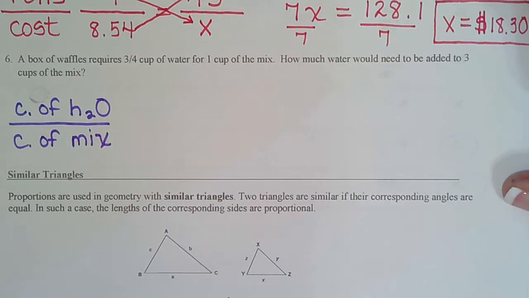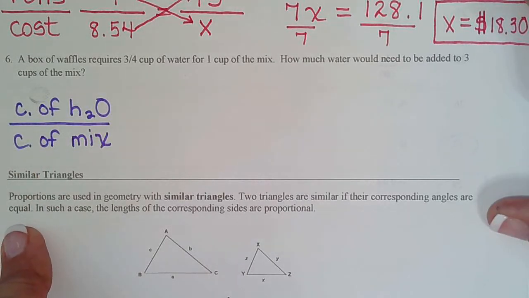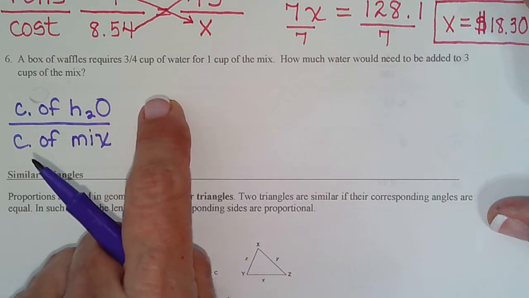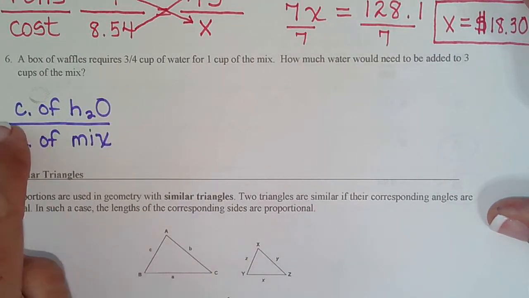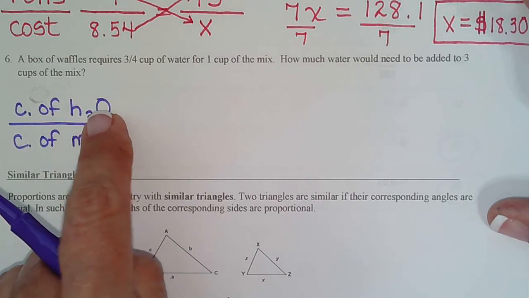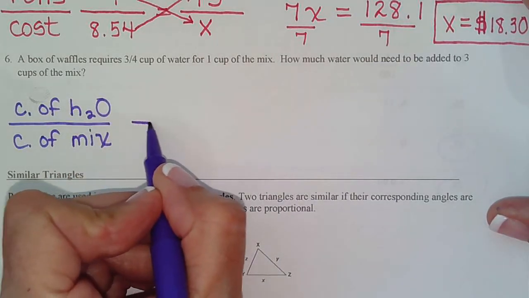Why be that specific? Because if the answer needs cups on it, you have to know that. And you also have to know whether you're putting water on top or the mix on top. So you do need to be specific. This is the units, and this tells you what quantity we have up there.